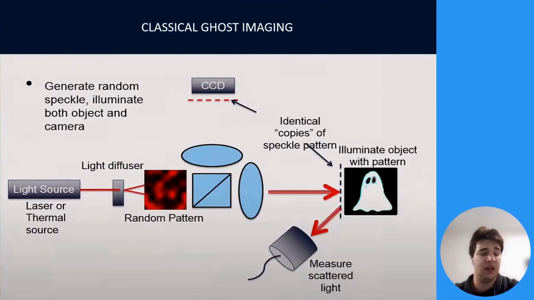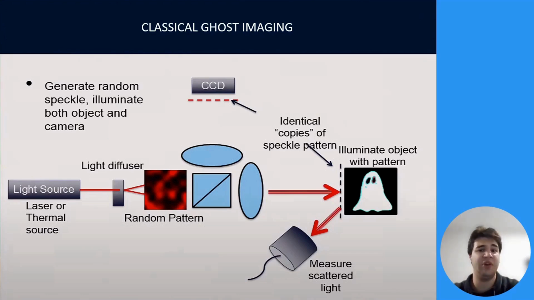However, this is not strictly a quantum technique. Although we use parametric down conversion to create the photons, we have only used its correlation in position, which is a classical correlation. So we can simply use a classical source, and that's what is called classical ghost imaging.